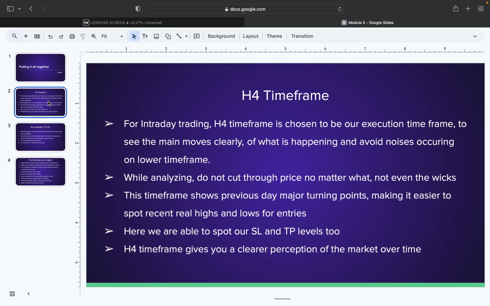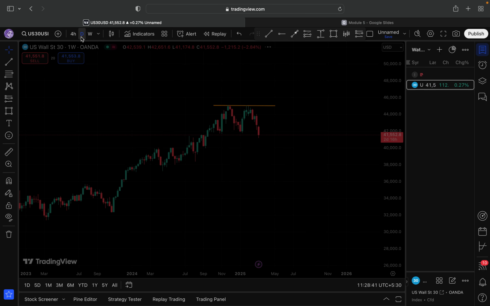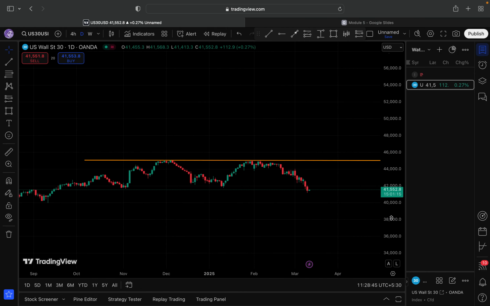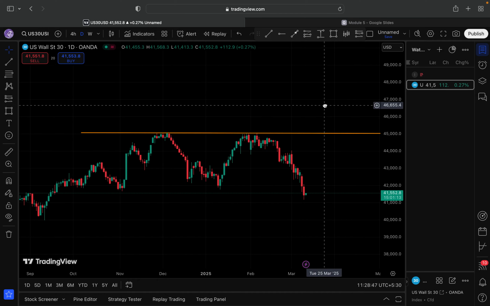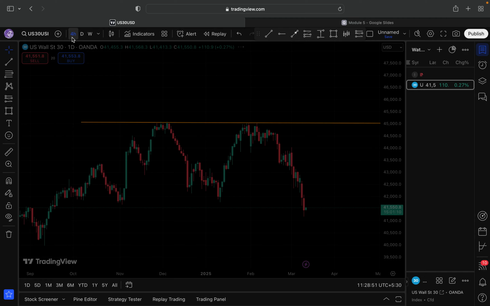Now the third point is this time frame shows previous day turning points, major turning points, making it easier to spot recent highs, real highs and lows for entries. Yes, if you go to the H4 time frame, comparing it to other lower time frames, well, we don't use lower time frames here. The H4 time frame is the lowest time frame for this strategy. You would see it work a lot of the time.